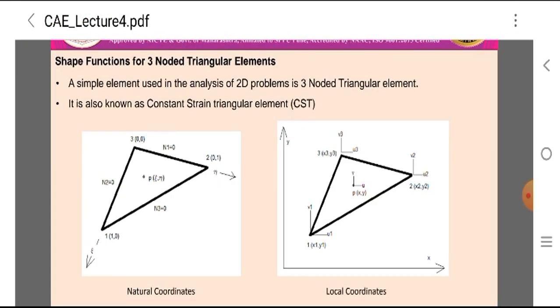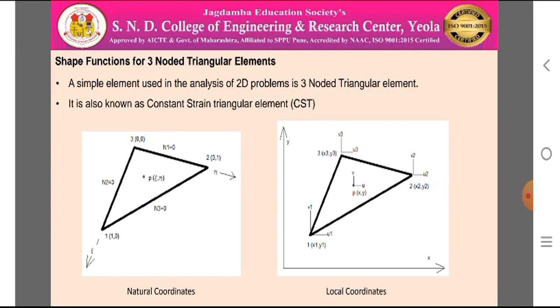Here the figure shows the three noded triangular elements in natural coordinate system and local coordinate system. The simple element used in the analysis of 2D problems or two-dimensional problems is the three-noded triangular element. It is also known as constant strain triangular element. The element is shown in natural coordinates by three nodes, node 1, 2 and 3. As it is two-dimensional, we require two directional coordinates for natural coordinate system. One is epsilon and another is eta.